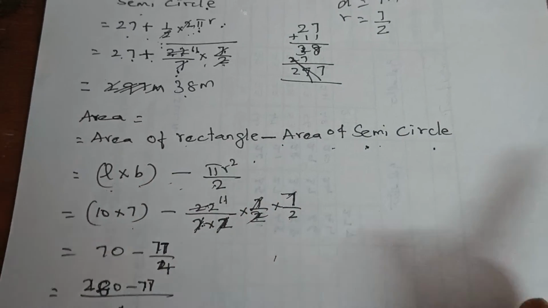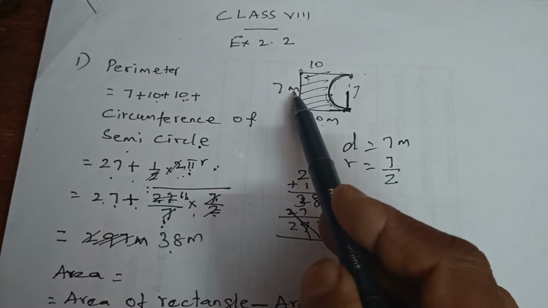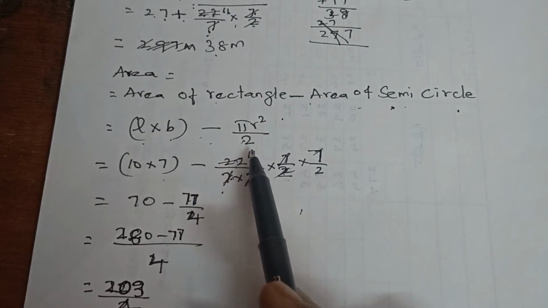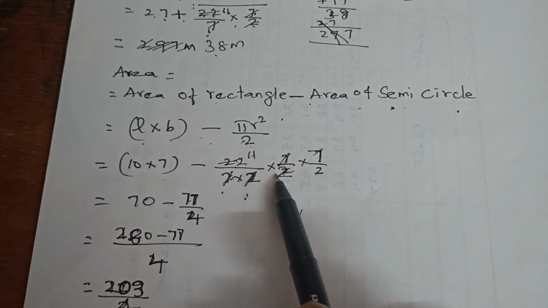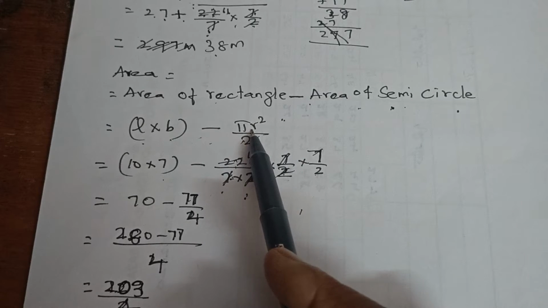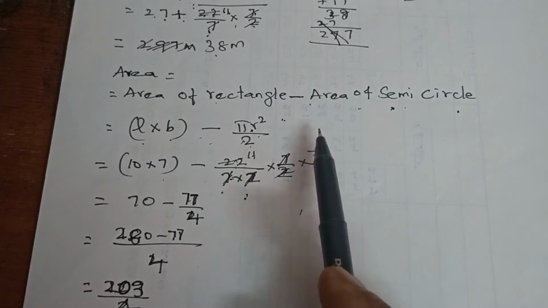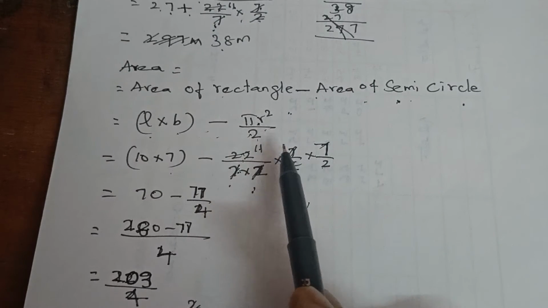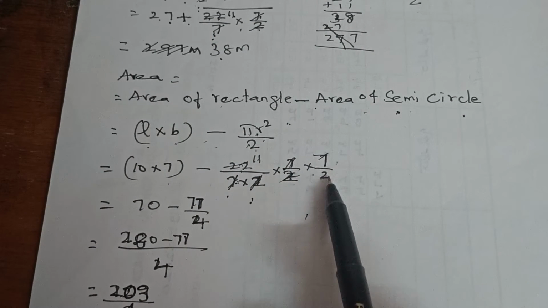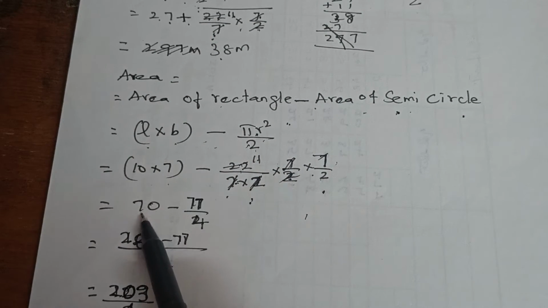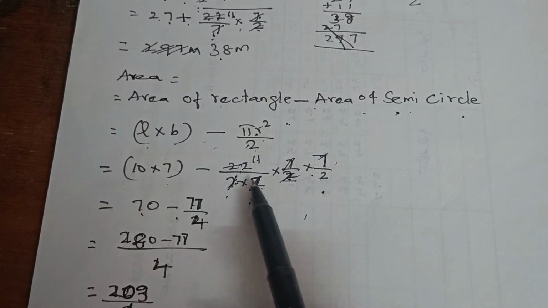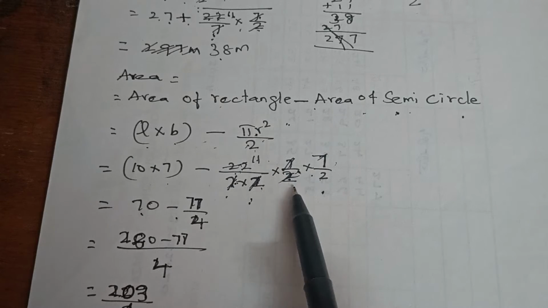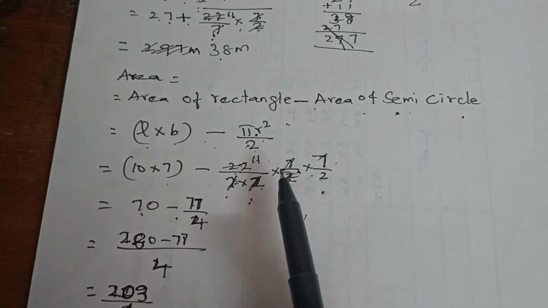What is the length of the rectangle? 10 into breadth is 7, minus pi is 22 by 7, and this denominator 2 as it is here, into r square. We have to multiply r 2 times. What is r? We have got it already. If diameter is 7, radius is 7 by 2. So r is 7 by 2 into 7 by 2. Now 10 sevens are 70 minus, cancel 2 and 22, it goes 11 times, and cancel 7 and 7.